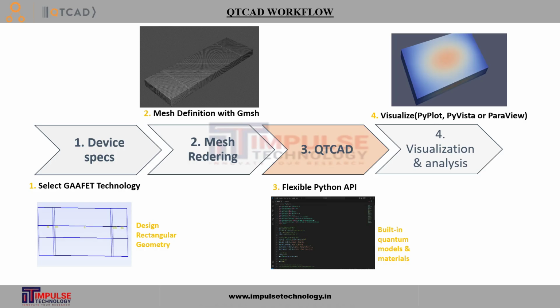First, device specification. We create the geometry of the device being used in this simulation. We create the rectangular piece by giving shape, dimensions, and some physical names. After that, we create the mesh using the geometry file of the device. In the third step, where QTCAD comes in, we define the solver, materials, constants, and some parameters for this simulation. For better visualization and analysis, we use PyPlot, Firefly, or ParaView.